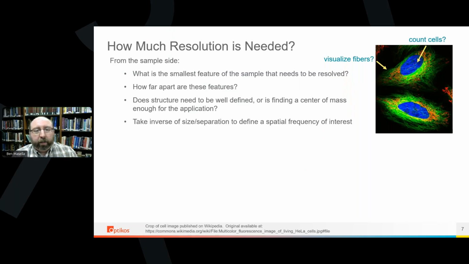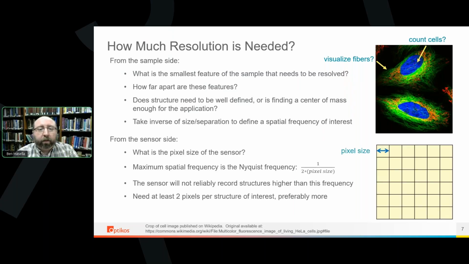And once we know what that actual small feature size is, or the separation between features of importance in the image or in the object, we can calculate in object space what the spatial frequency of that structure would be, or how frequently those structures appear across the image. And that's just the inverse of the size of the structure. You can also do that in sensor space. So we could be looking at this from the sensor side in image space.